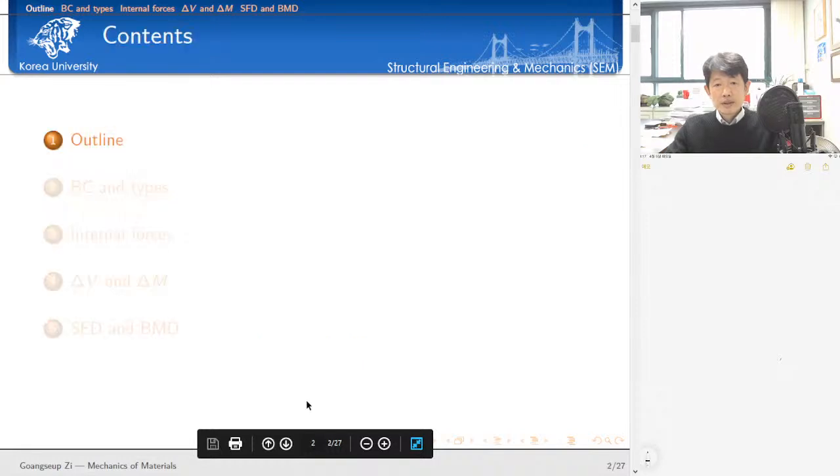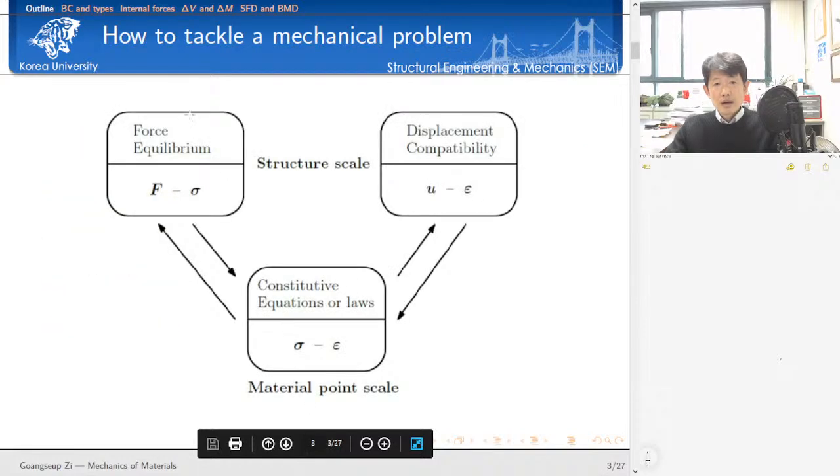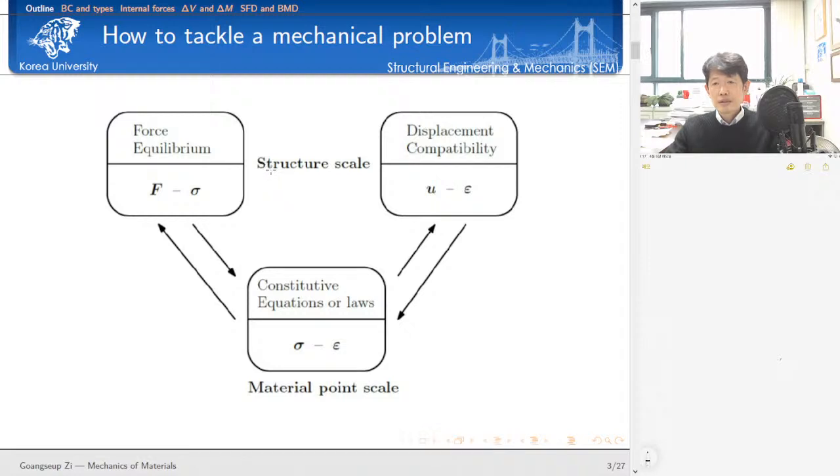Alright, so this is the outline. Again, how to tackle a mechanical problem is exactly the same even for this beam problem. So we have to use the force equilibrium, and then material law and displacement compatibility. There is no change, okay? Please trust me. In any kind of problem, we always use these three conditions. No exemptions, okay? No exemption. Although of course we have to touch the boundary conditions to close the problem, but it's always the same.